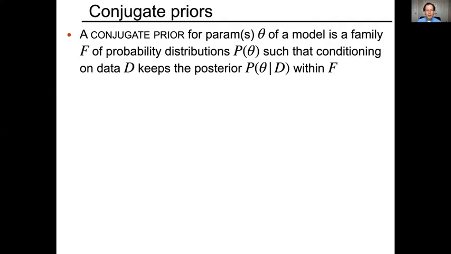Conjugacy. In the context of Bayesian inference, a conjugate prior for a parameter or a set of parameters theta for a model is a family of probability distributions over those parameters, p of theta, such that when I condition on data d, the posterior over theta, p of theta given d, remains within the model family.